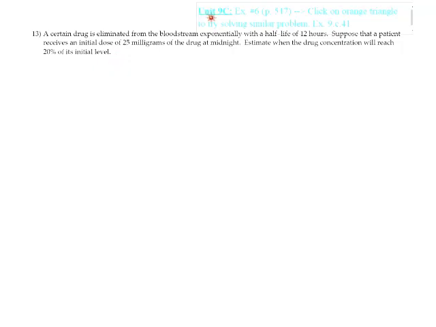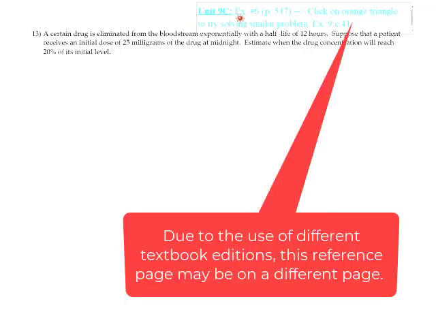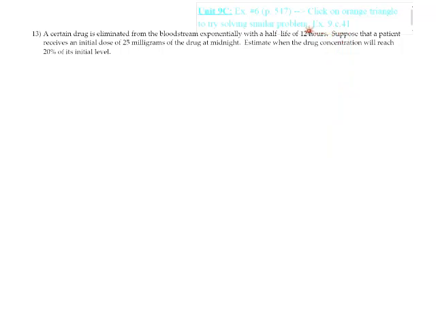For this problem, it would be important to solve a similar problem so you can get an idea of how to go about that. So refer to Unit 9C, example number 6, page 547. You're going to want to click on an orange triangle to the left of the example to try solving a similar problem, example 9.C.41. Okay, so you're going to use the following formula. Q is equal to Q naught times 1/2 to the power of T over T/2.